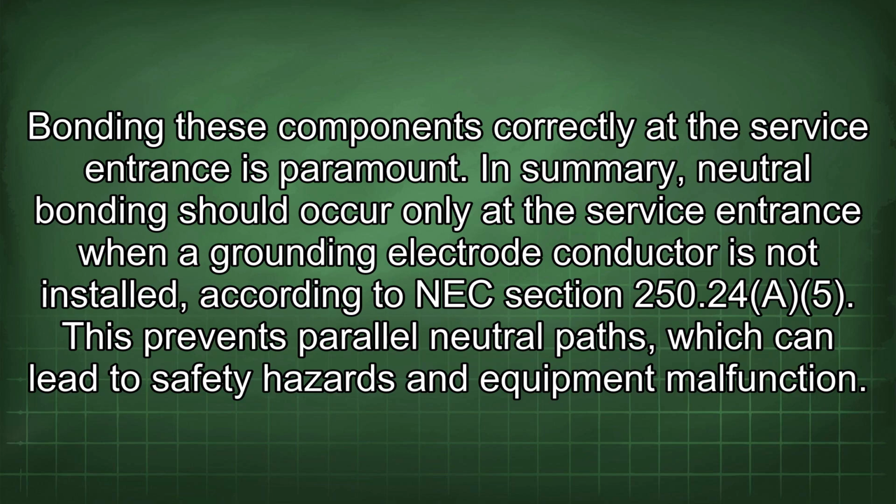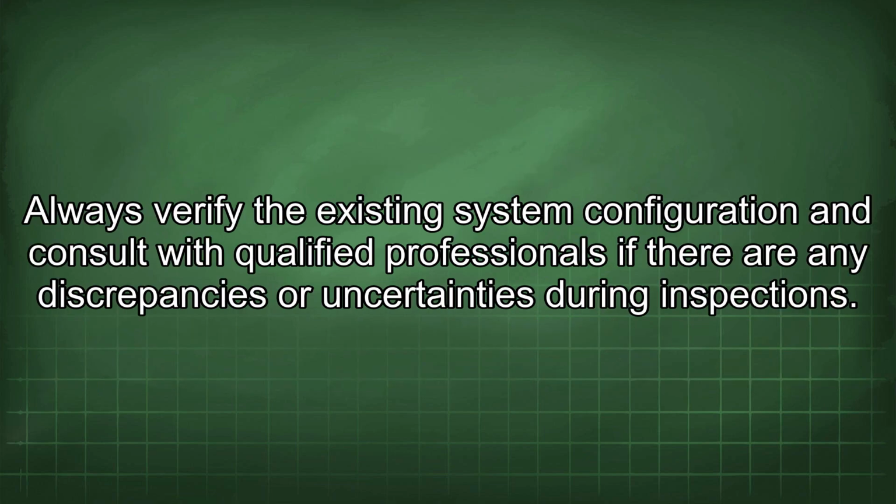In summary, neutral bonding should occur only at the service entrance when a grounding electrode conductor is not installed, according to NEC section 250.24(A)(5). This prevents parallel neutral paths, which can lead to safety hazards and equipment malfunction. Always verify the existing system configuration and consult with qualified professionals if there are any discrepancies or uncertainties during inspections.